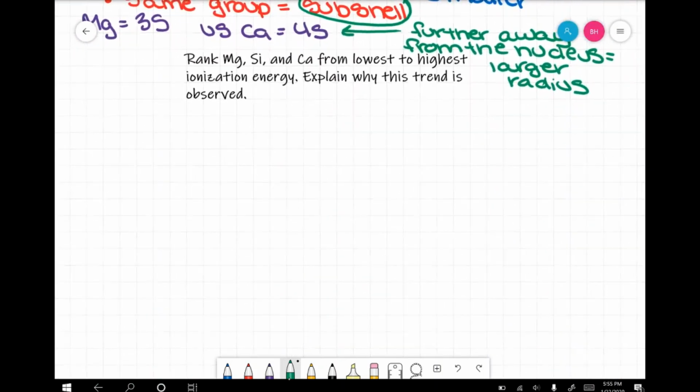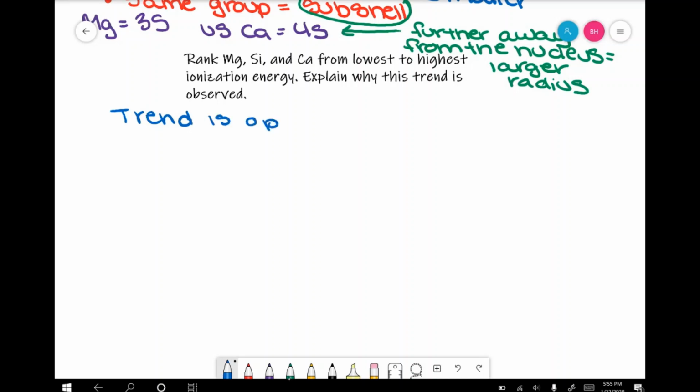So let's switch gears a little bit and look at this next prompt. What we're going to do is rank magnesium, silicon, and calcium from the lowest to highest ionization energy, and explain why we observe this trend. So when we do this, we're going to take a similar approach. And what we will see is that the trend is actually opposite of atomic radius.